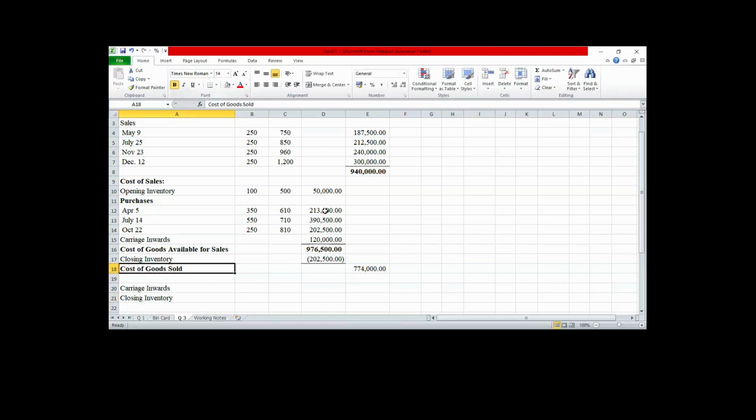Yes, sir. We now less the cost of goods sold from your sales. Then when we less this one from this, minus this, what we have here is gross profit. Is it clear? Yes, sir.